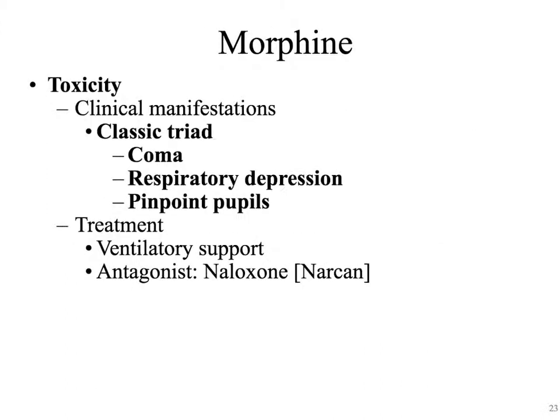Okay, so you need to know this toxicity triad: coma, respiratory depression, and pinpoint pupils. That's a sign that you're overdosed on narcotics.